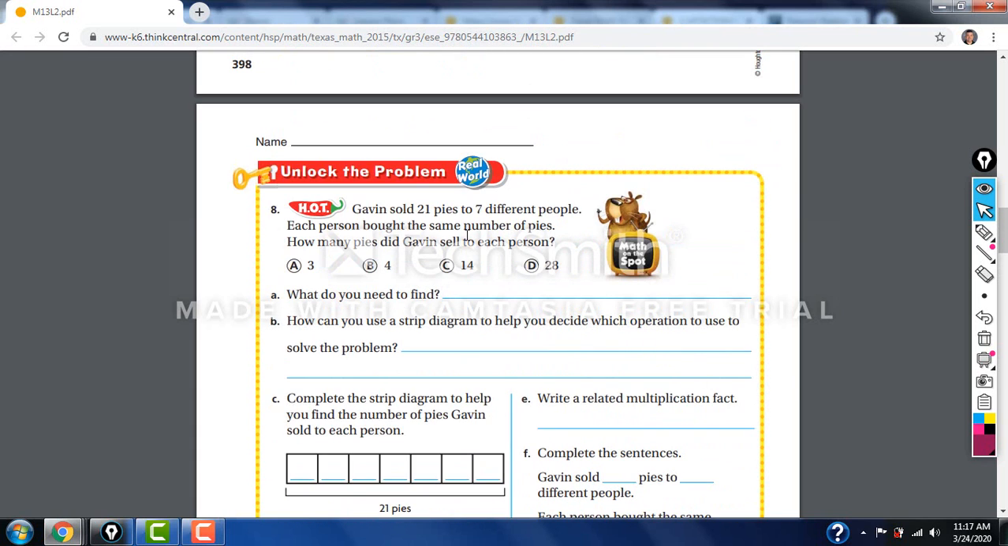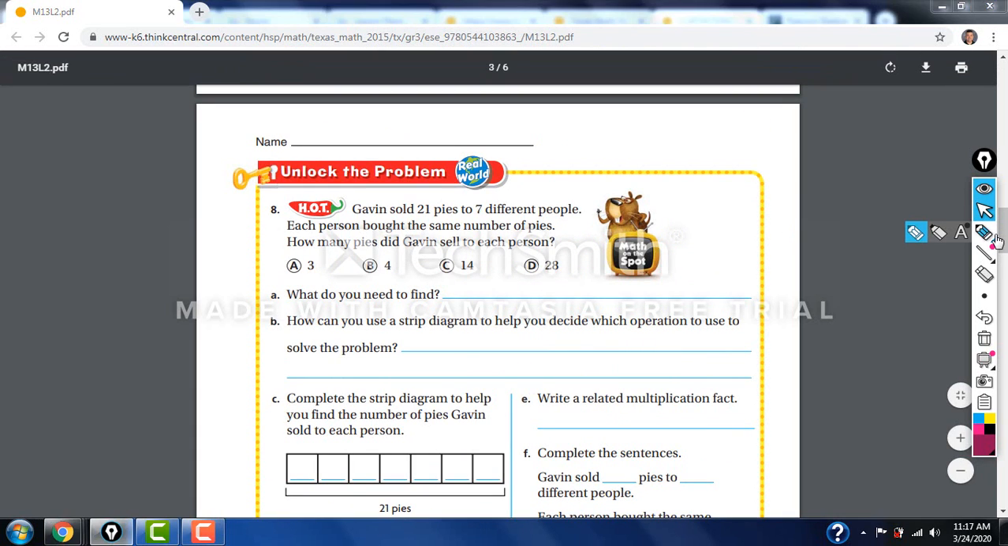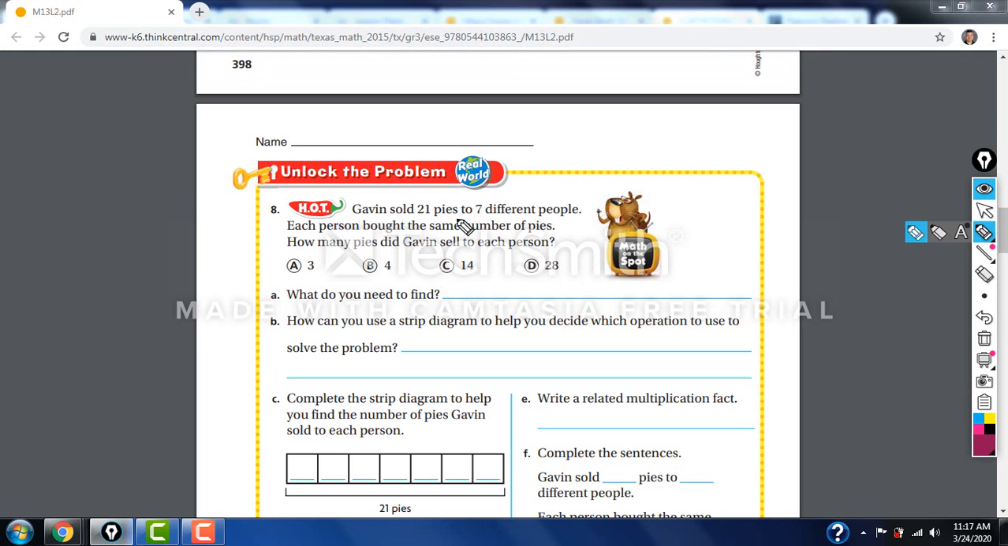We did figure this one out. We created our division sentence, so we know 21 divided by 7, and your answer is 3. What did you need to find out? Well, here's your question. How many pies did Gavin sell to each person?